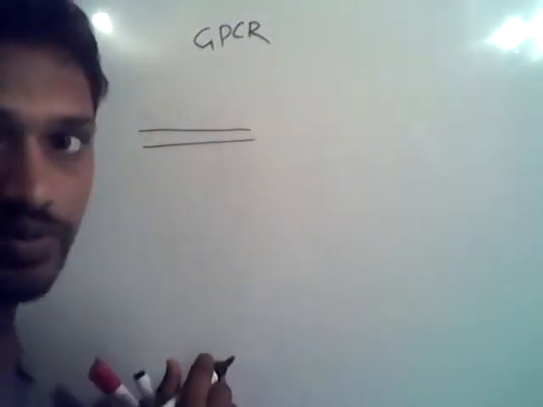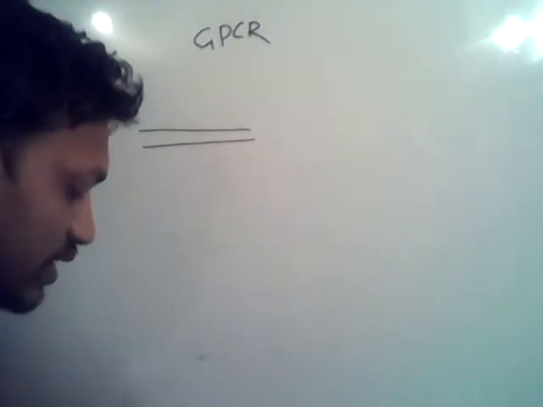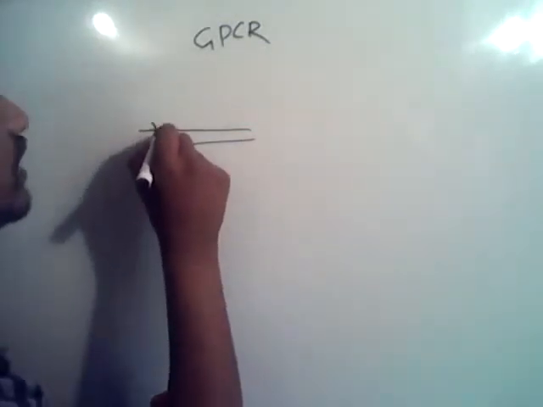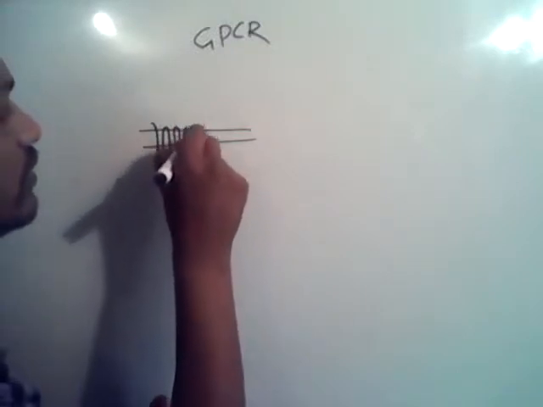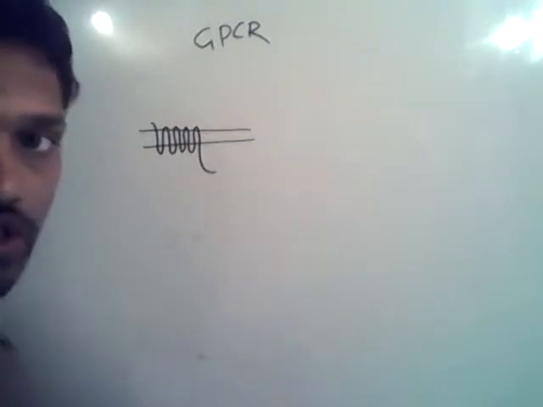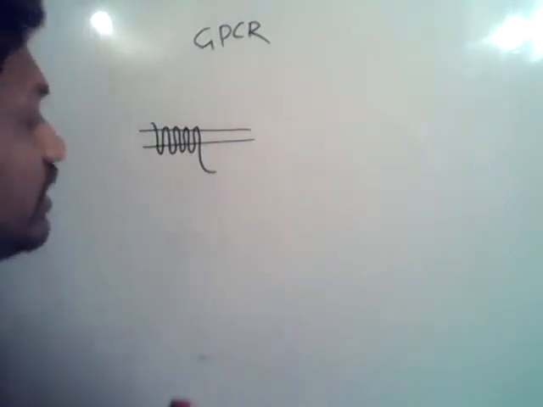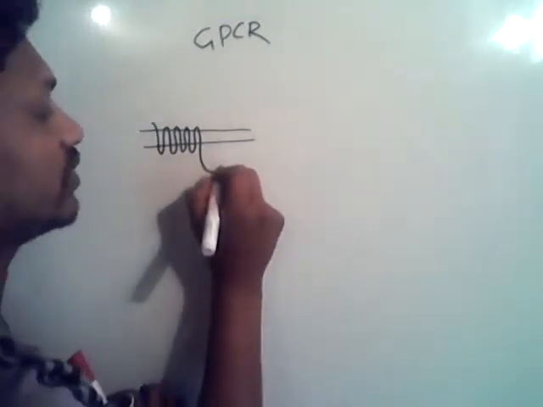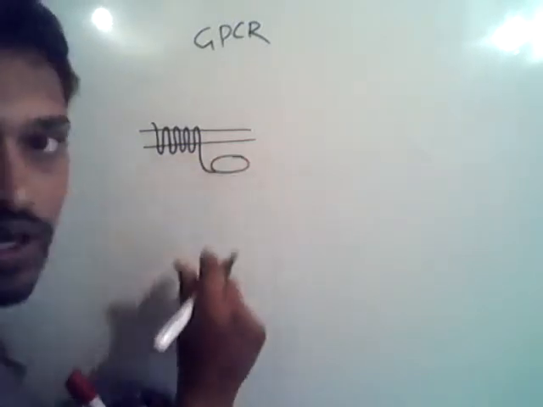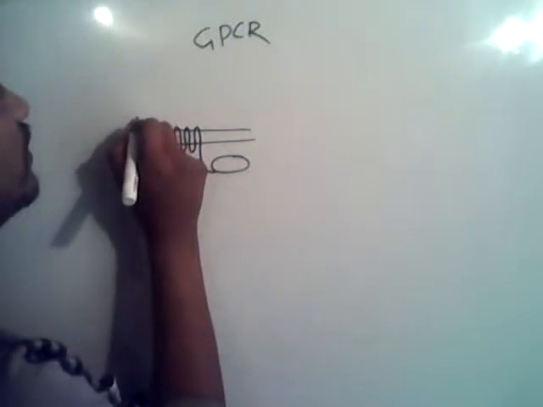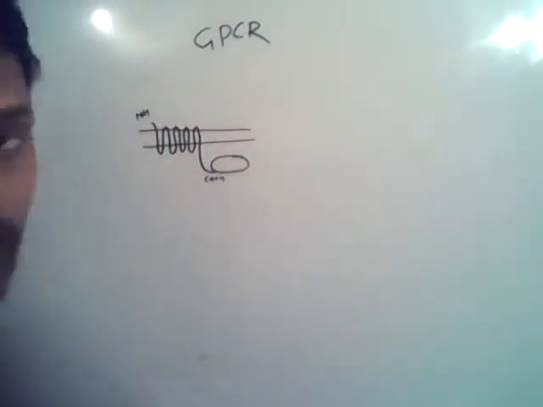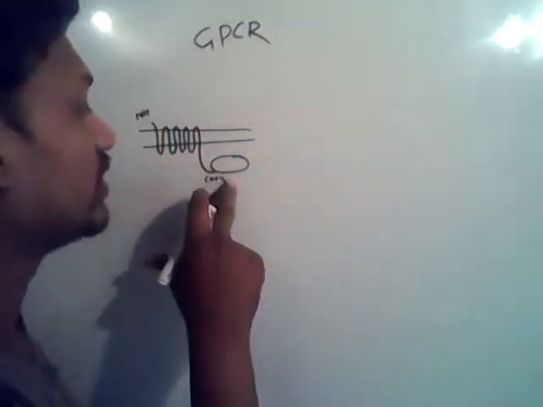7-domain transmembrane receptor. For example, this is the membrane of the cell, and this is a receptor which crosses the membrane 7 times. This is known as the G protein coupled receptor. Here a specific kind of protein, known as the G protein, combines with this receptor. This receptor has the amino terminal and carboxyl terminal. The G protein binds at the carboxyl terminal.